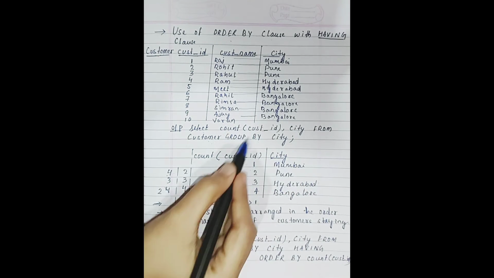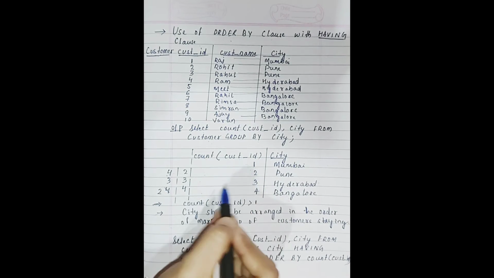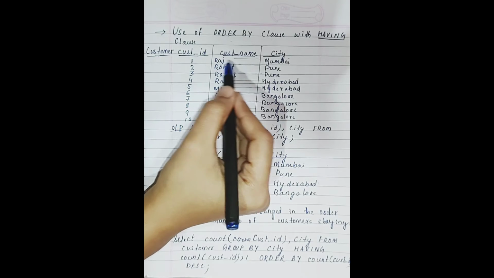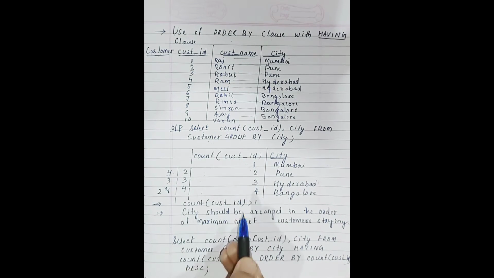So the output of this query will be: for Mumbai city, the count cust ID will return 1 because only one person is staying in Mumbai. Similarly, for Pune, it will return 2. For Hyderabad, it will return 3. And for Bangalore, it will return 4.